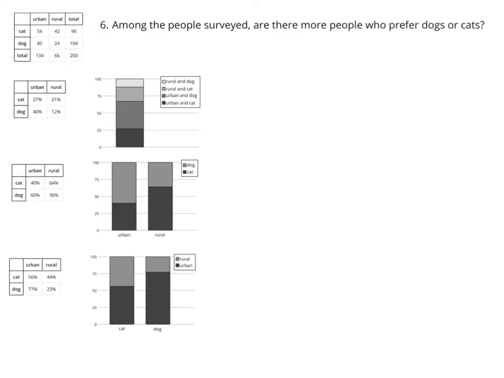Among the people surveyed, are there more people who prefer dogs or cats? So right here is our dog total and our cat total. So you can see people actually prefer dogs, but not by much. There's only about an 8 count difference.